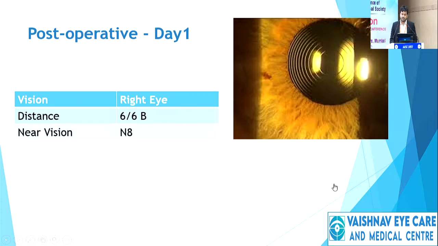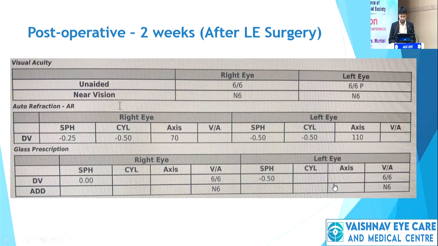Then I waited for a week for the eye to settle, for the astigmatism, the refraction to settle down. I planned the second eye surgery, which was pretty much similar in the parameters. And post the second eye surgery, that is 2 weeks later, this is what the patient had. He had a good 6x6 and N6 vision in both the eyes, and he was happy. I did explain to him about the possibility of dysphotopsia and glares and halos. He was quite patient to hear about it, and it's been almost 6 months post-surgery. He's doing pretty fine.